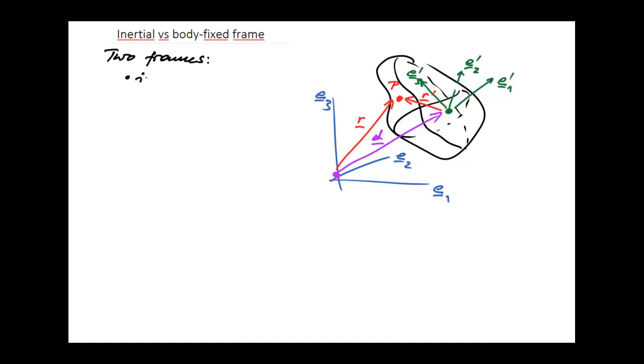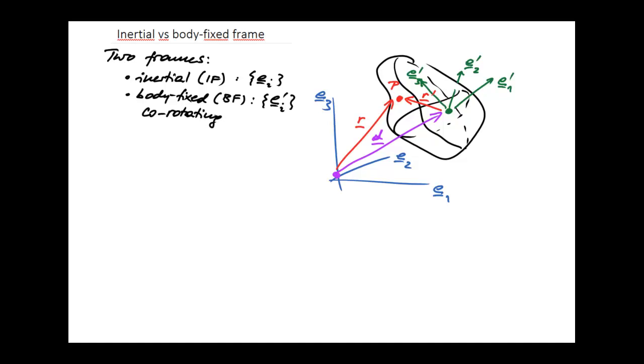One is the inertial frame, abbreviation IF, with basis vectors e_i. And then we have the body fixed frame, abbreviated BF, which I denote by e_i prime. And the latter is co-rotating with the rigid body, and therefore obviously it's not an inertial frame.